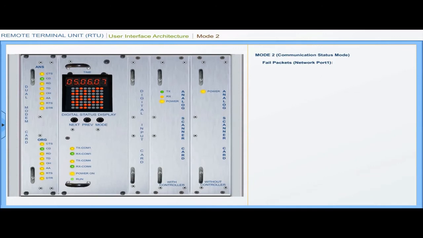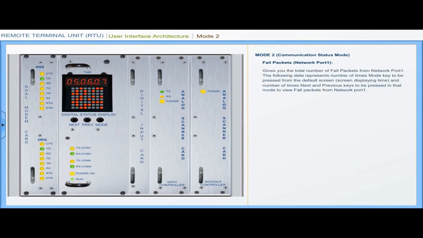Fail Packets, Network Port 1. Gives you the total number of failed packets from Network Port 1. The following data represents number of times mode key to be pressed from the default screen, that is screen displaying time, and number of times next and previous keys to be pressed in that mode to view failed packets from Network Port 1.